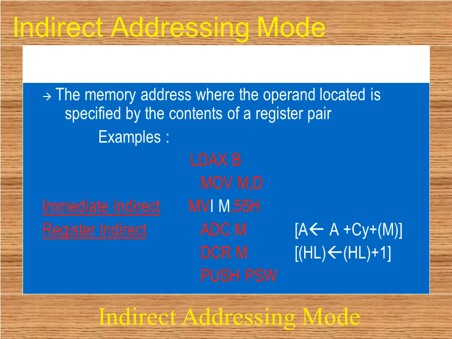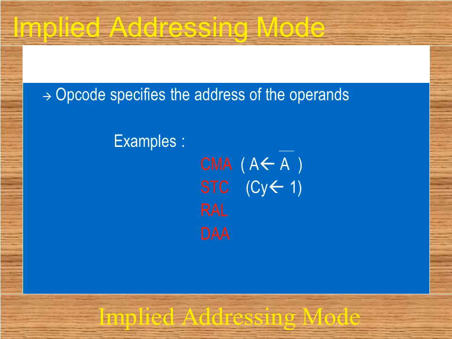MOV M, D. This is indirect addressing. We need to send the data indirectly. For example, MOV M, D: the content of D is moved to the memory pointed to by the HL pair. ADC M: A plus the carry flag plus the memory pointed to by the HL pair is moved into the A register.